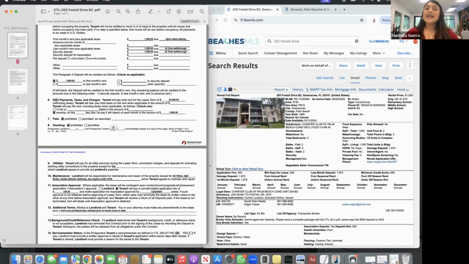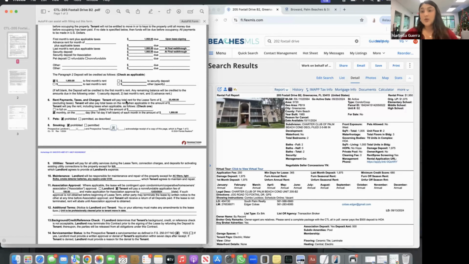You also want to indicate how the rental will be paid. If the tenant wants to pay the entire year up in full, they want to give $23,400 on move-in day, that's fine. You would click the first box and you would click that it would be paid in full on the specified date, which would probably be move-in date, in the amount of, and then you would put the total amount that they would be paying.